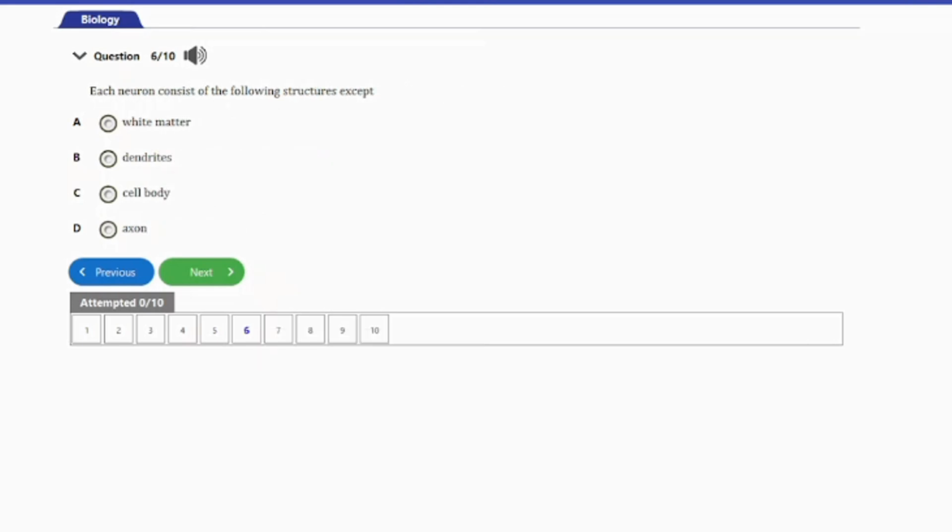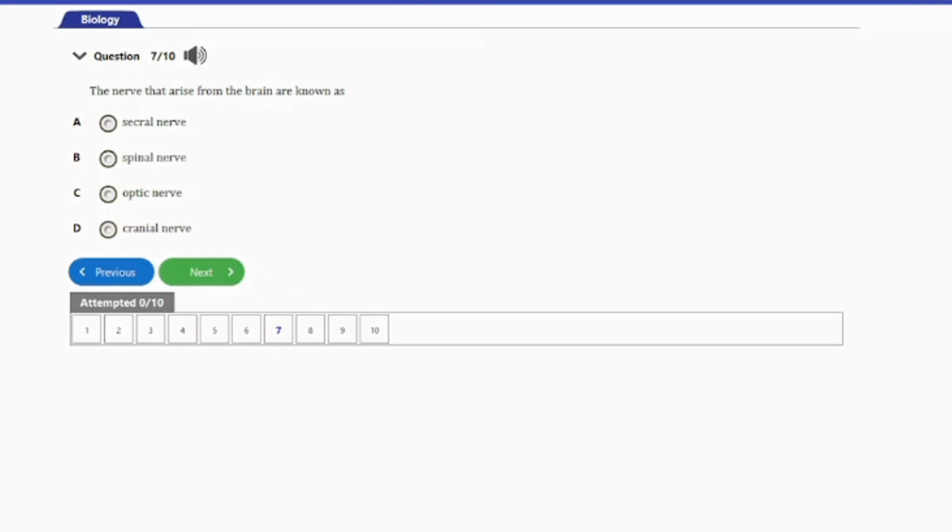Question number 6. Each neuron consists of the following structures except A, white matter, B, dendrites, C, cell body, D, axon. A neuron comprises the axon, the dendrites, and the cell body, and not the white matter. Actually, a collection of neurons makes up the white matter or the gray matter, but the white matter or gray matter are not essentially a part of a neuron. So the answer is option A, white matter. Let's consider the next question.